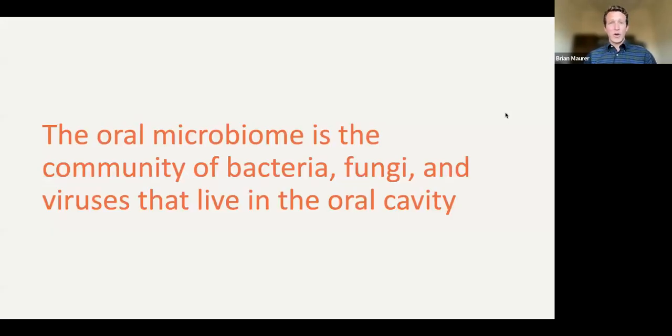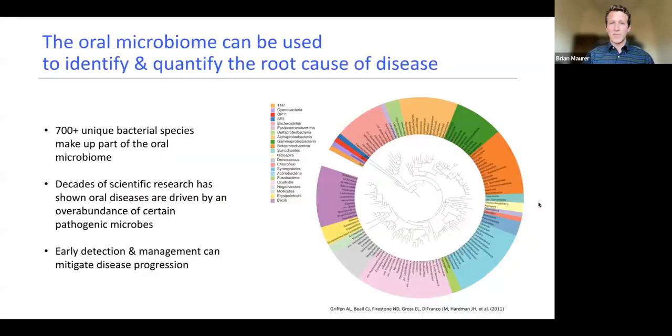So as a reminder, when we're referring to the oral microbiome, we're referring to the community of bacteria, fungi, and viruses that live in the oral cavity. There's over 700 unique bacterial species that make up the oral microbiome. It's actually the second most diverse microbiome behind our gut. And decades of research and literature have shown that disease is driven by an imbalance of certain pathogenic microbes. And by detecting this imbalance early and managing it, we can mitigate the progression of different diseases.